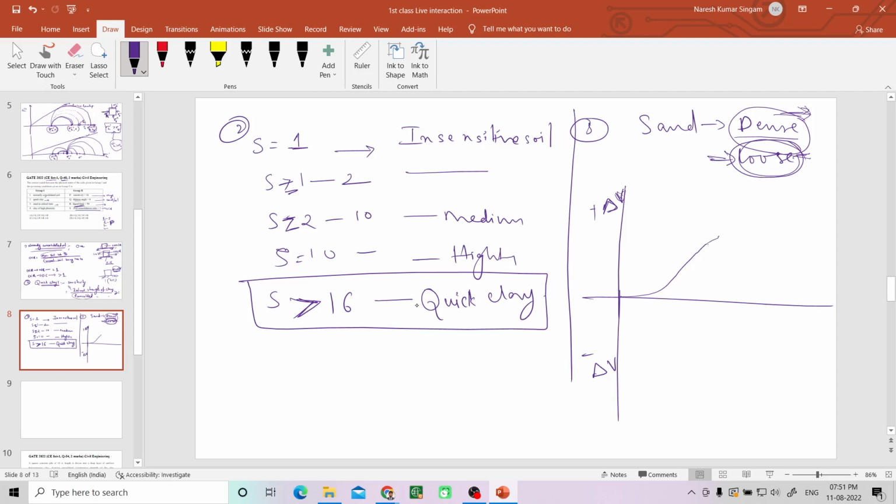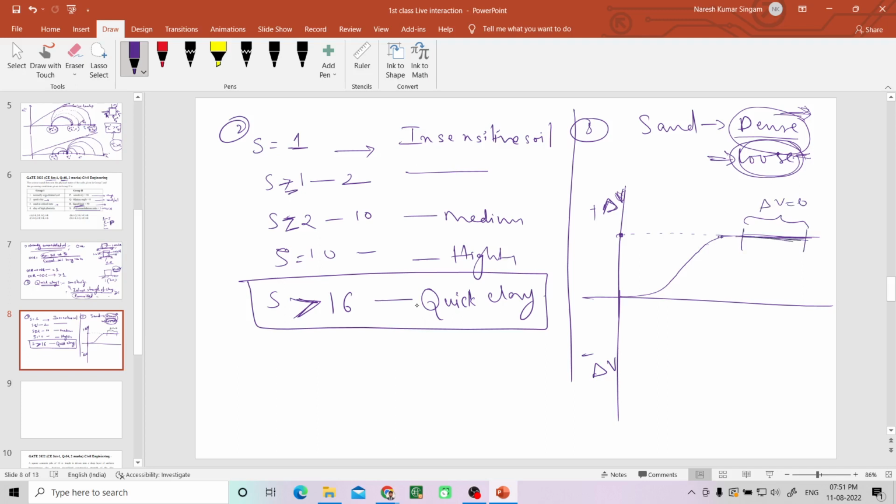But at one point, when it is subjected to shearing, it will reach a point where there will not be any change in volume, the volume will be constant. So delta V will be the same at that point. So from here to here delta V will be 0. Now the dilation is measured in terms of angles, the dilation angle.